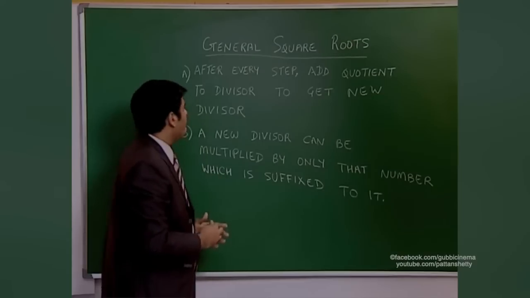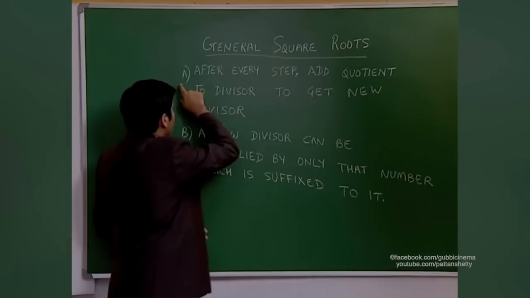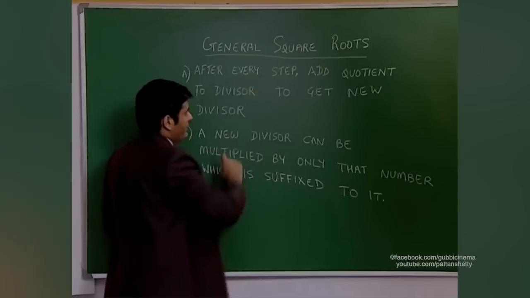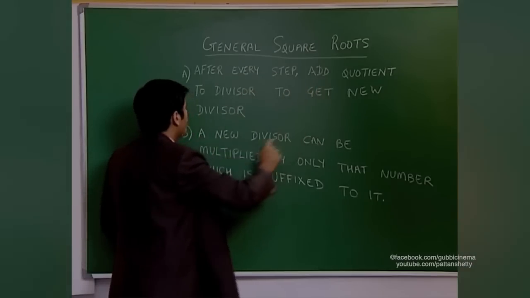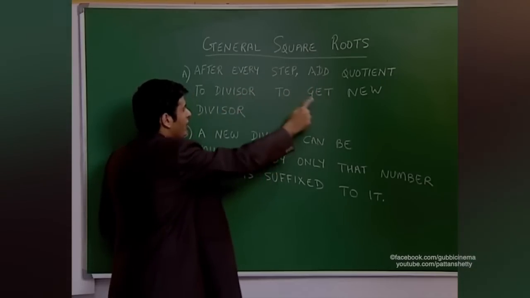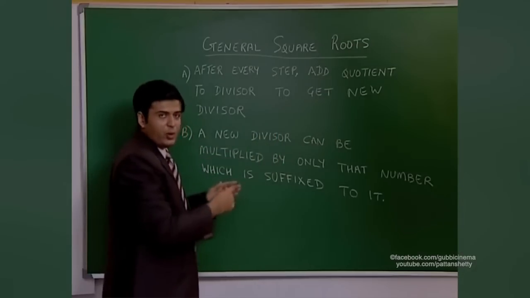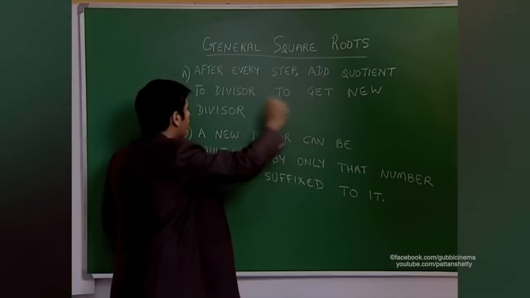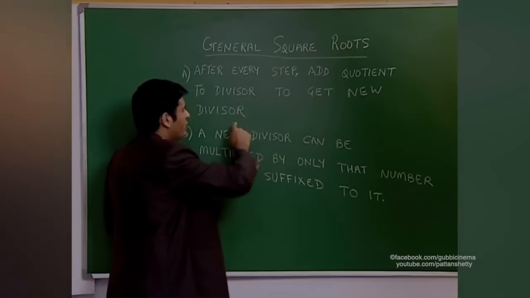Let us study them. The first rule says, rule A says, after every step add the quotient to the divisor to get the new divisor. We will be doing this in steps. So after every step we will add the quotient to the divisor to get the new divisor.